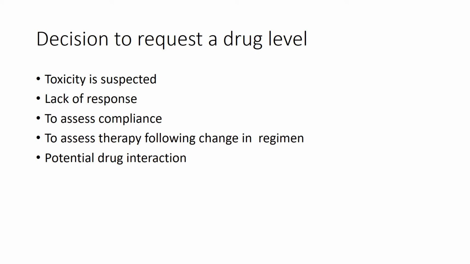The first step of the TDM process is the decision to request a drug level. So when do you request a drug level? When you suspect toxicity, when there is lack of response to treatment, to assess the compliance of the patient, to assess therapy following change in regimen, and for potential drug interaction in case of co-medication. So these are the reasons for requesting a drug level.